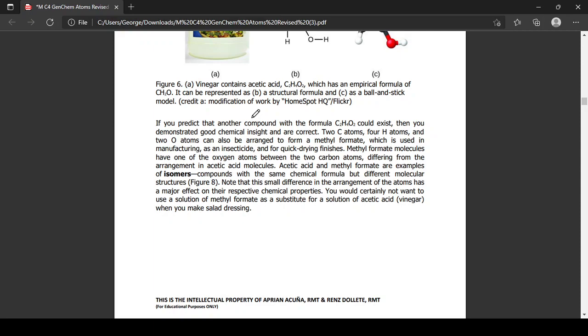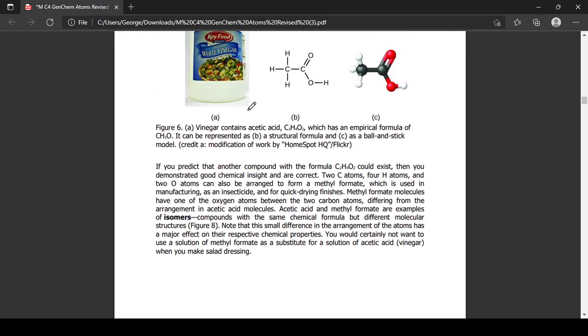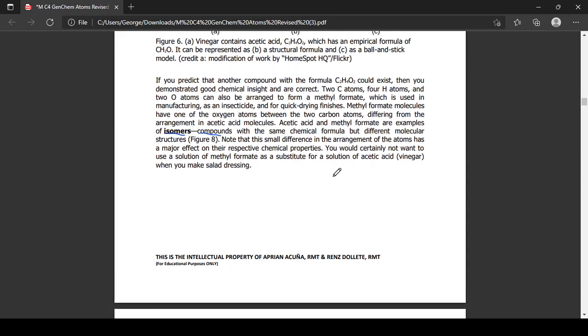Because 2 C atoms, 4 H atoms, and 2 O atoms can also be arranged to form methyl formate, another chemical which is used in manufacturing insecticides and quick drying finishes. Methyl formate molecules have one of the oxygen atoms between 2 carbon atoms, differing from the arrangement of acetic acid molecules. Acetic acid and methyl formate are examples of isomers, compounds with the same chemical formula but different molecular structures. Note that this small difference in the arrangement of atoms has a major effect.